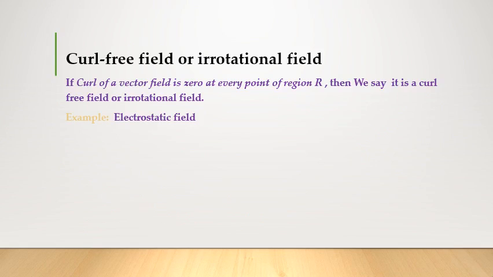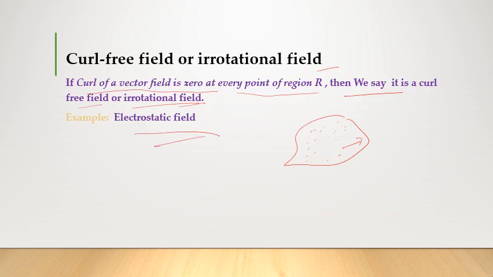After defining geometrically what curl means, we are going to consider the curl free field or irrotational field. If the curl of a vector field is 0 at every point in a region R, then we say that it is a curl free field or irrotational field. If this is the region, and at every point you calculate curl, the vector field may not be 0 at every point, but curl will be 0 at every point, then we say that it is an irrotational field or curl free field. Example, electrostatic field.